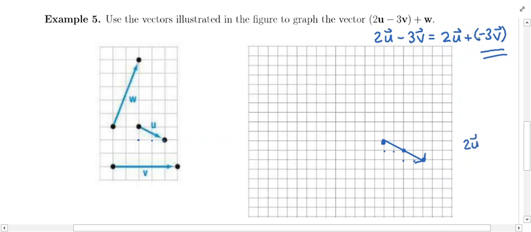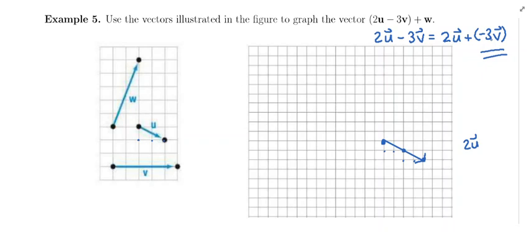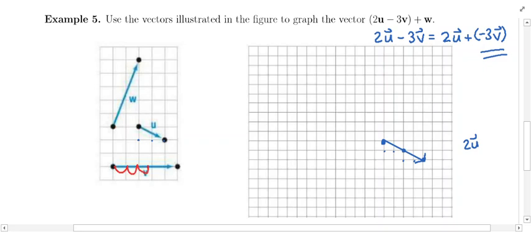Now we need to add to this negative 3 times v. What that means is we are going to have to triple v in length, and we have to change its direction because of the negative sign. We've looked at v before. We know that to go from the initial point to the terminal point, that's 1, 2, 3, 4, 5 units. Normally we would be going to the right, but since we're changing the direction, we're going to be going to the left. And instead of 5 units, we're going to triple that, and go 15 units to the left.